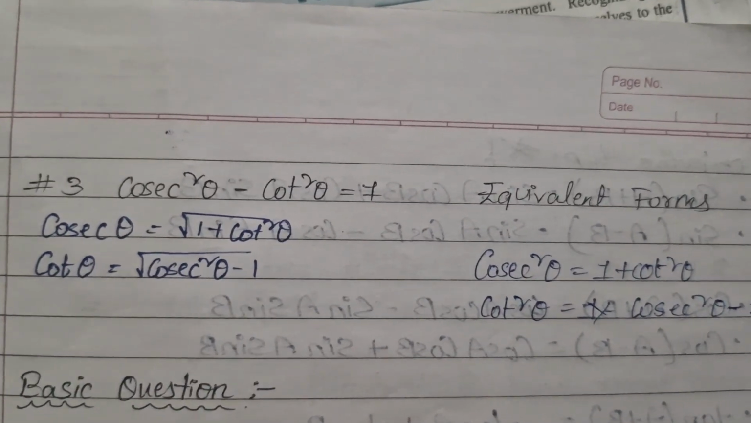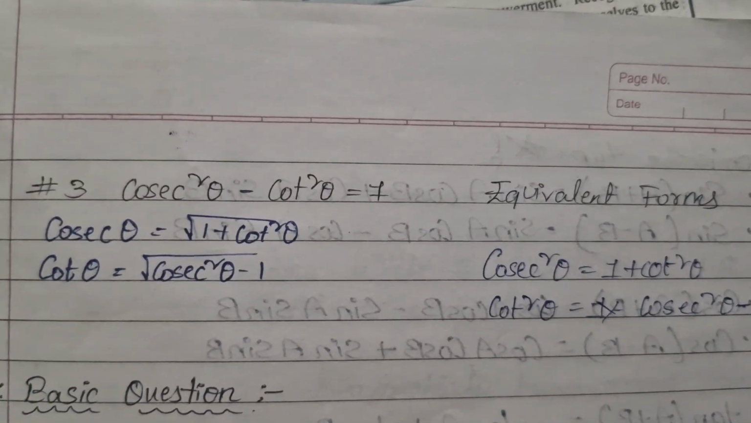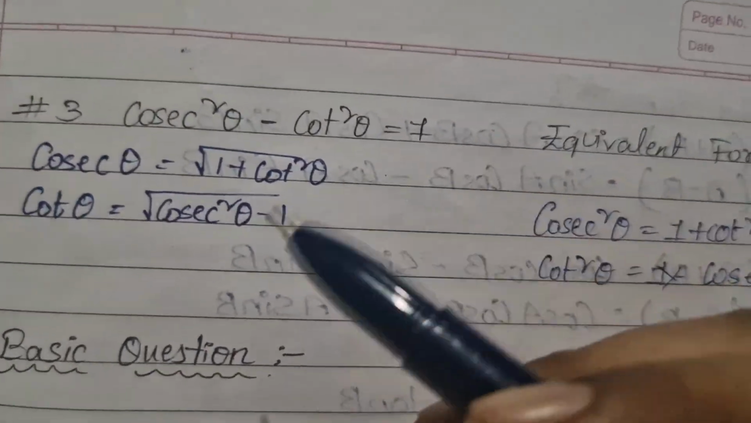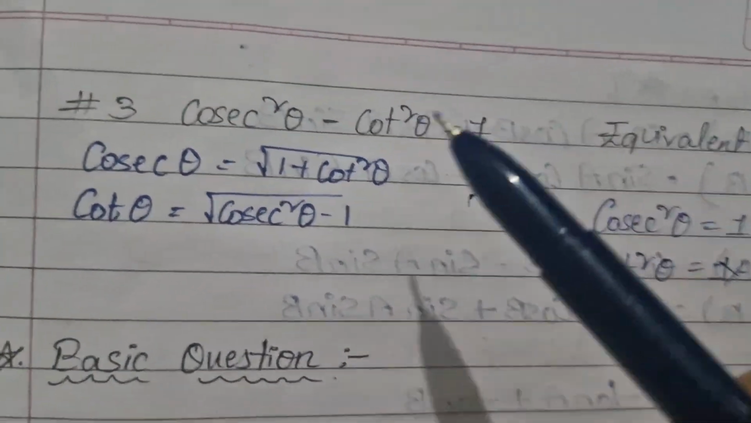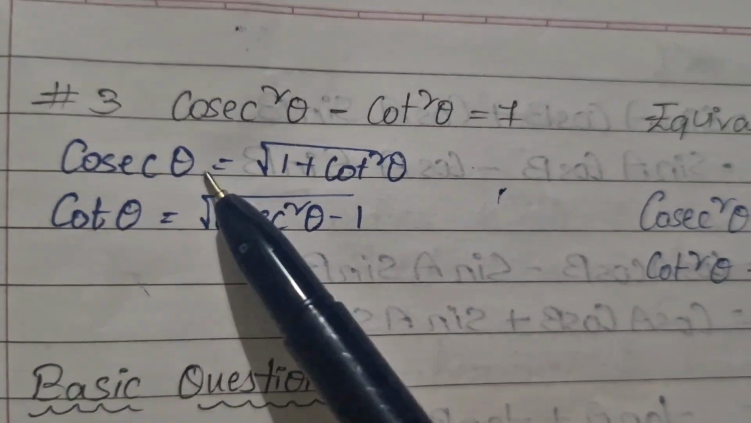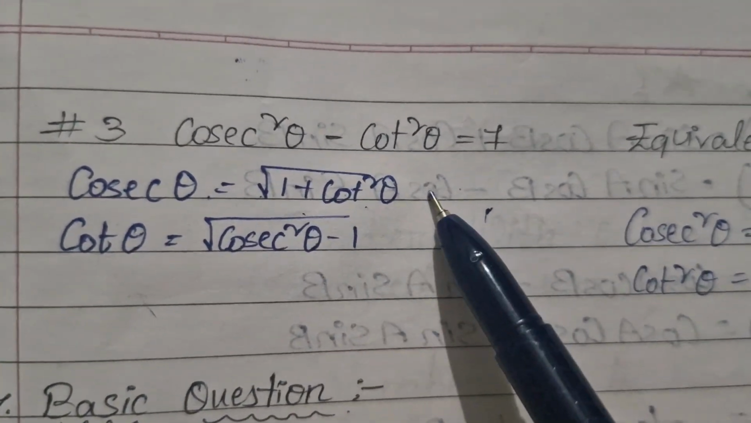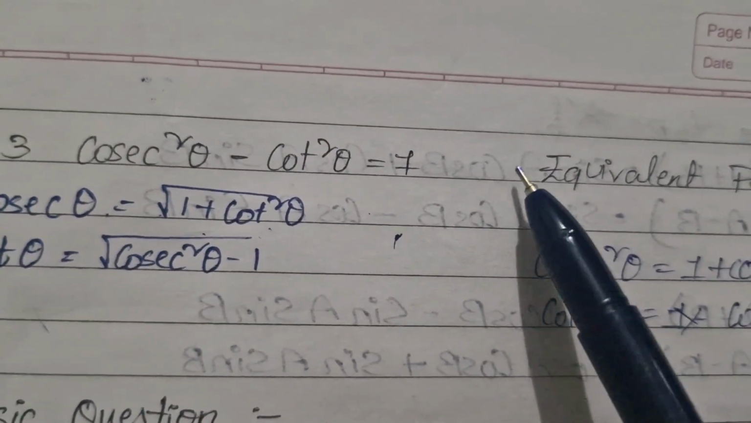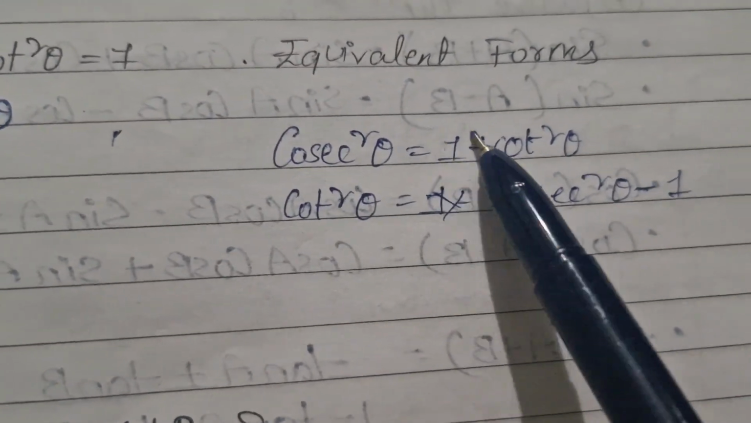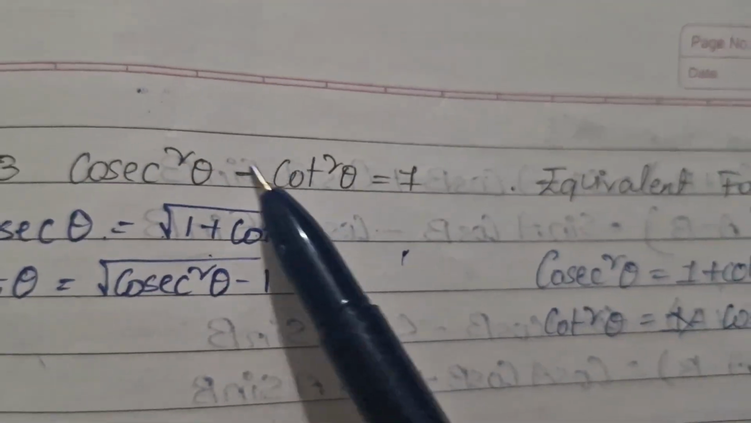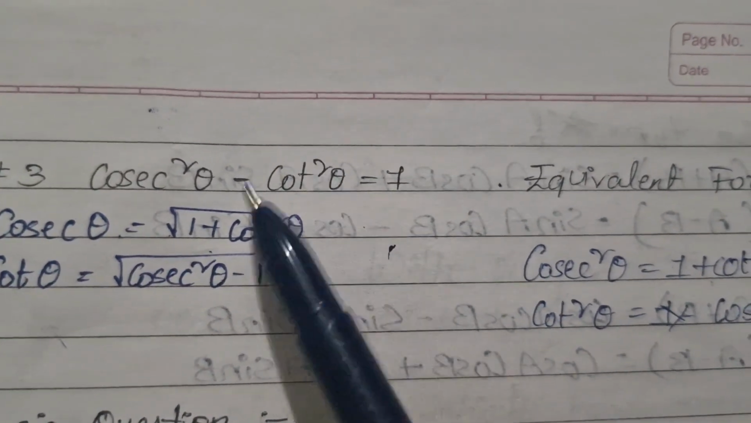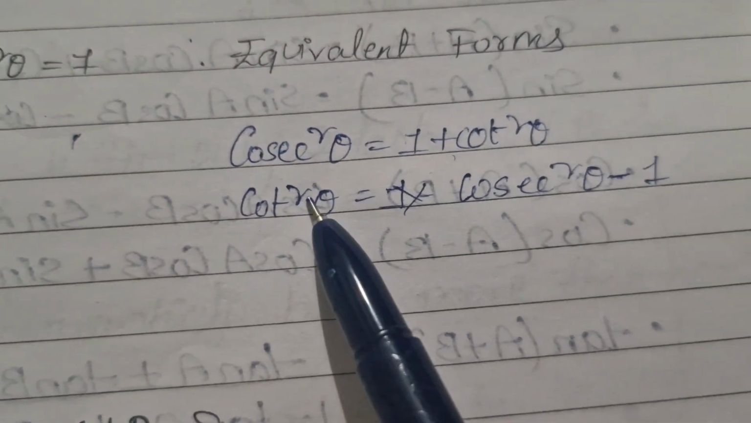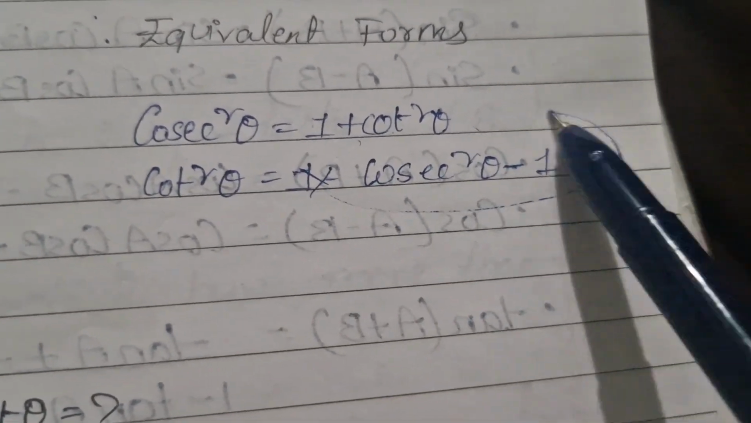The third identity is cosecant square theta minus cot square theta is equal to 1. By the same thing, it will come as this. So let us see. Cosecant theta is equal to root over 1 plus cot square theta. Let us see this one first. We have sent that cot square theta to the right side, so that it becomes 1 plus cot square theta. And we have sent this cot square theta and this 1 to this side. So cot square theta is equal to cosecant square theta minus 1.